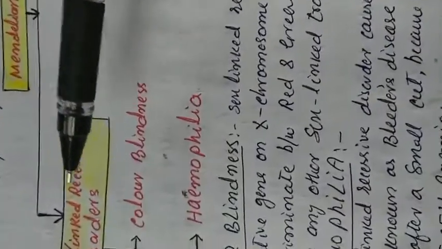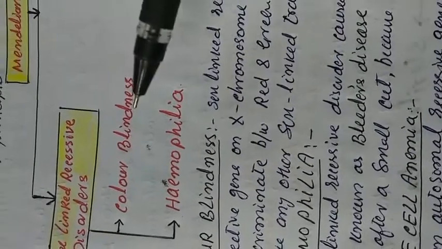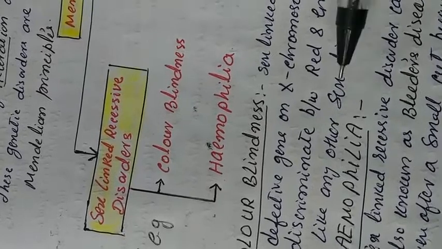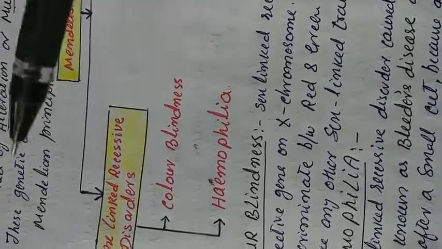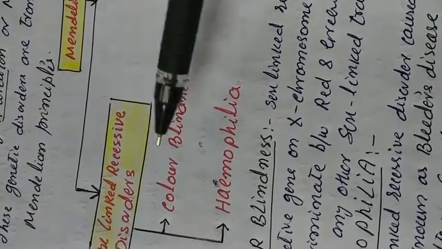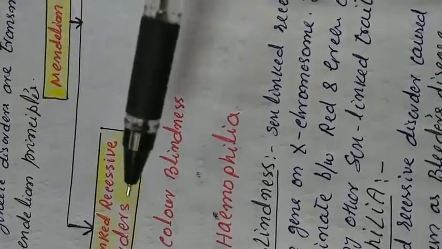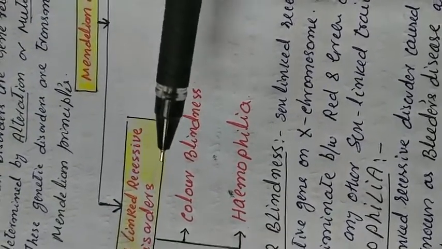Now, first of all, let us discuss color blindness. This color blindness is a sex-linked recessive disorder, and it is caused due to the defect in the genes present on the X chromosomes. The affected person fails to discriminate between the red and green colors. And like any other sex-linked trait, this color blindness shows crisscross inheritance.